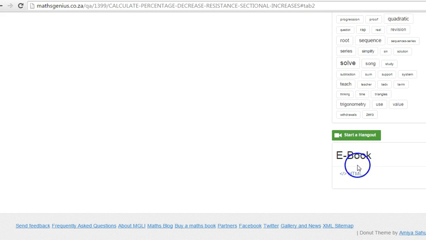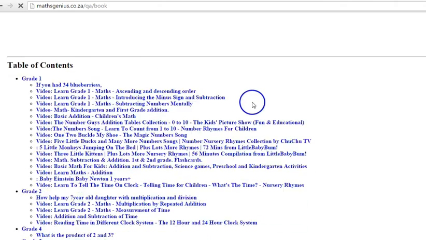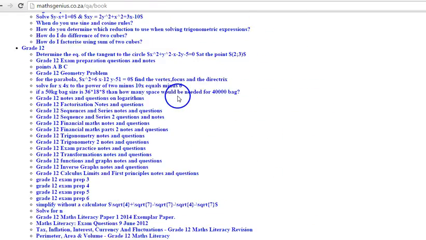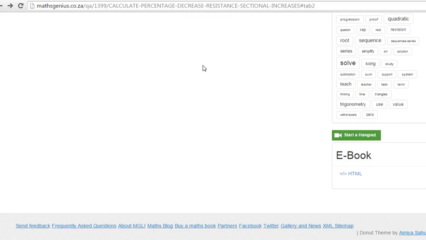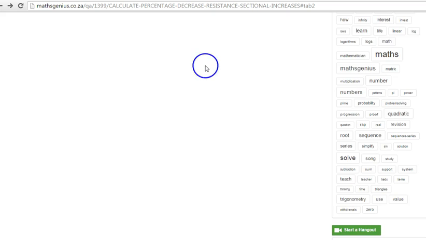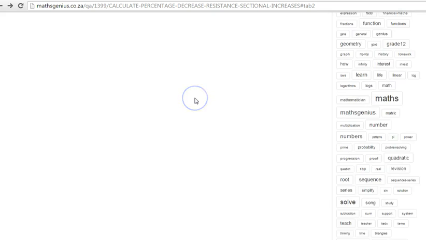And you can also read the ebook that's available here on the site just by clicking on this HTML here. You see this is called the Maths Genius Q&A book, where you can see all the questions that have been asked on the site, so that you will have a resource that you have at any given time. You can even launch a video by clicking Hangouts. As long as you've got a Gmail account, you will be fine.